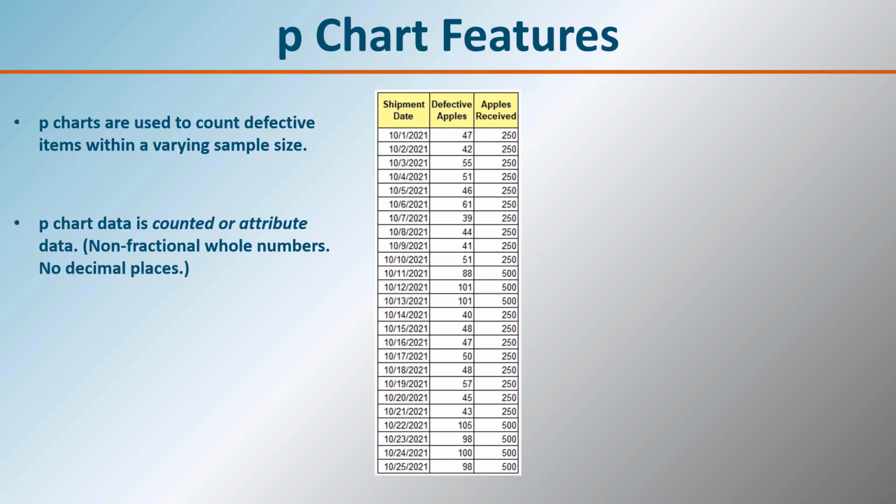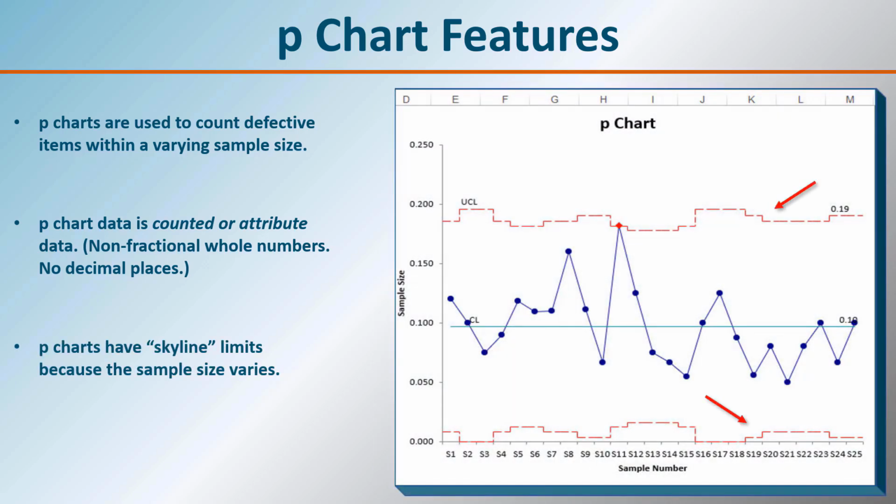Let's look at that P-chart again. Notice that the upper and lower control limits are not flat lines. This is because the sample size in the data varies. We call these varying upper and lower control limits skyline limits. Skyline limits are unique to the P-chart and the U-chart. If your sample size did not vary, your upper and lower control limits would appear flat.